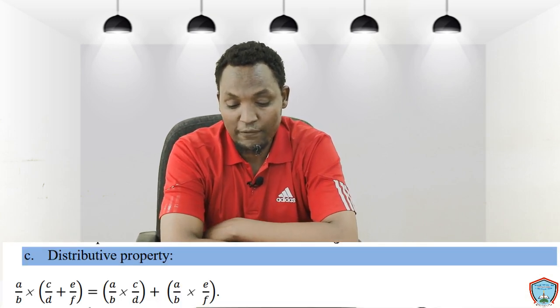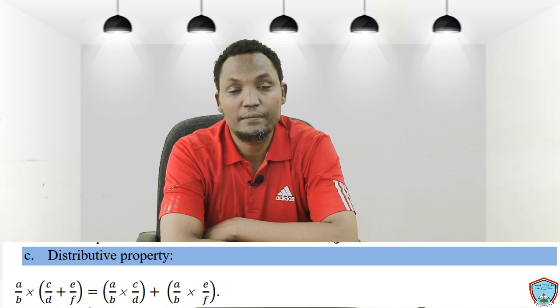Rational numbers also have identity elements. 0 is the additive identity because adding 0 leaves a rational number unchanged. 1 is the multiplicative identity because multiplying by 1 does not change the value of the rational number.